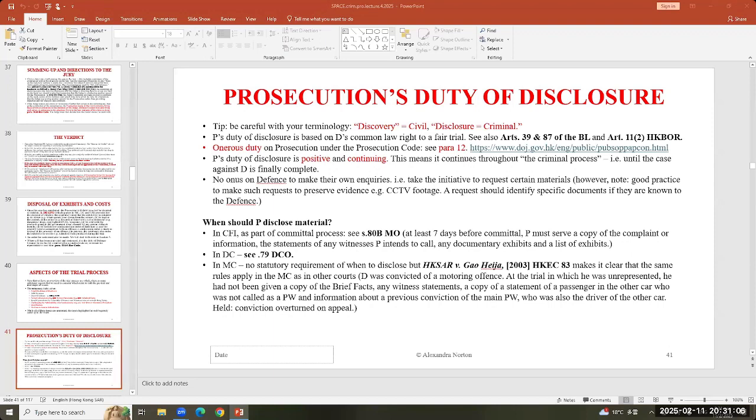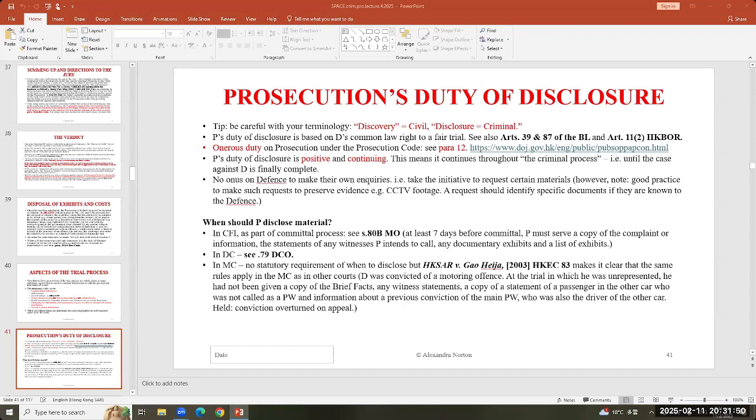But the prosecution have this very onerous duty of disclosure under the prosecution code in paragraph 12. It's a duty that begins way before the trial and continues all the way through the trial. And it's a positive duty, no duty on the defense to make their own inquiries. But of course, as a matter of good practice as defense counsel, you want to be proactive because you don't want that key piece of CCTV footage that could potentially result in your client's acquittal being deleted because the capacity of the server is limited. So always be proactive in making a discovery request to try to preserve the evidence.